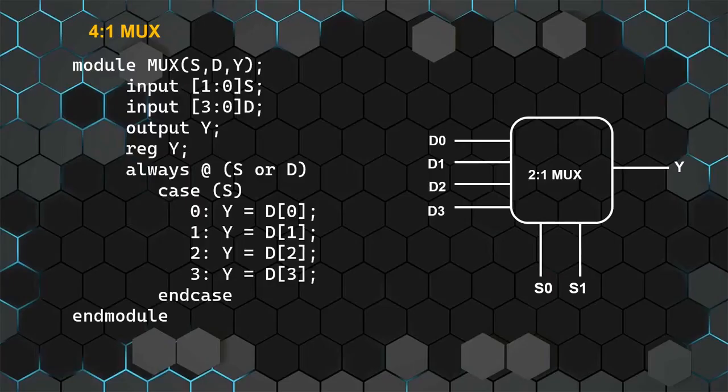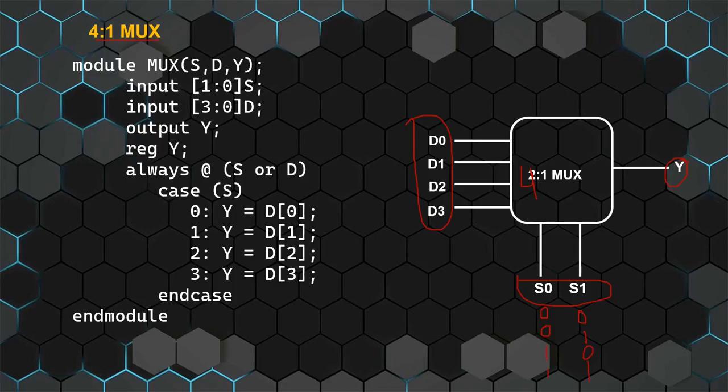Then what about 4:1? In the 4:1 multiplexer, as I said, we have 4 inputs, 2 select lines and 1 output. Select lines can be 0 0, 0 1, and 1 0 and 1 1.